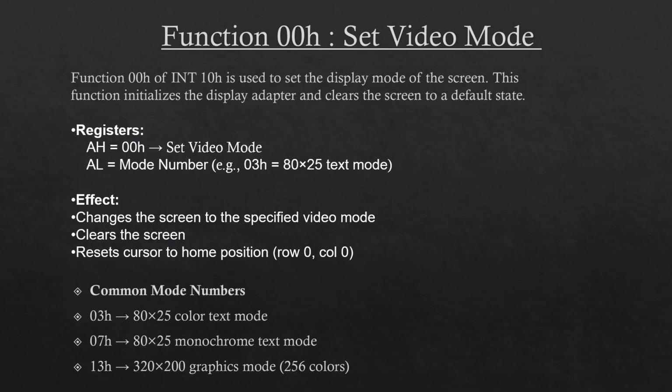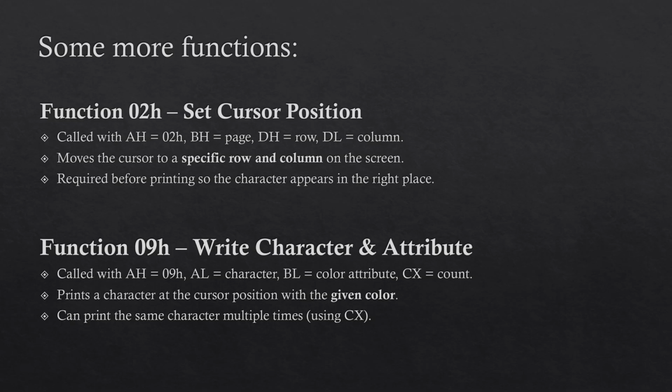Some of the common mode numbers are 03H, that is the color text mode, 07H, that is monochrome text mode, and 13H, that is the graphics mode. So we'll be using the text mode in our code. Some more functions are function 02H, that is set cursor position. This function moves the cursor to the specified row and column.